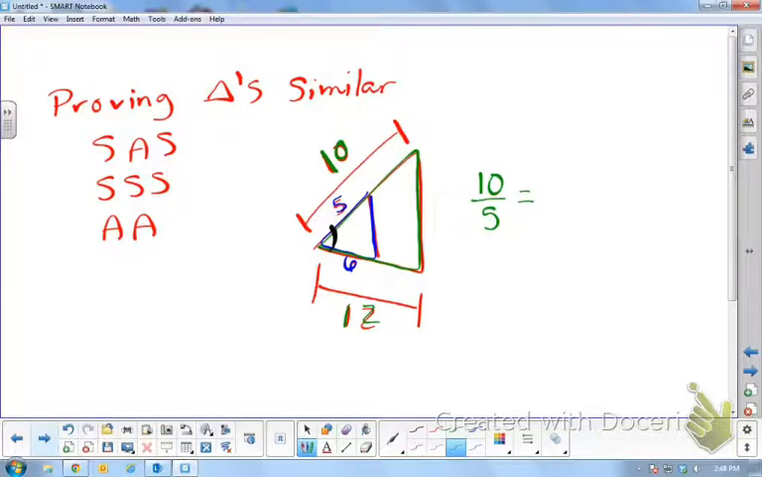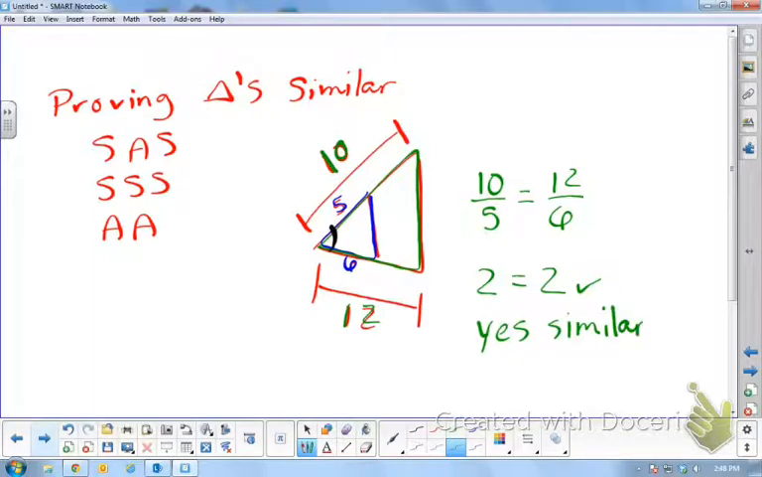If I picked 10 over 5, I'd pick corresponding parts. 10 was the top left side of the green triangle, so I have to pick the top left side of the blue triangle, 5. Well, now I go to the other one. 12 was the bottom of the big triangle, so I'm going to use 6, which was the bottom of the blue triangle. Then we can either cross multiply in order to see if the 2 sides are the same, or this one I could divide to see if the 2 sides are the same. Yes, the 2 sides are the same, so yes, this is similar.